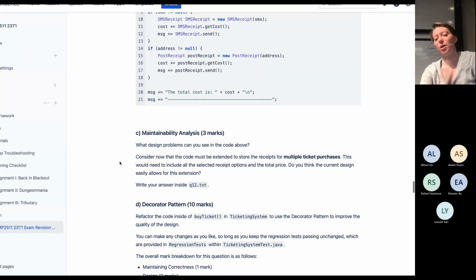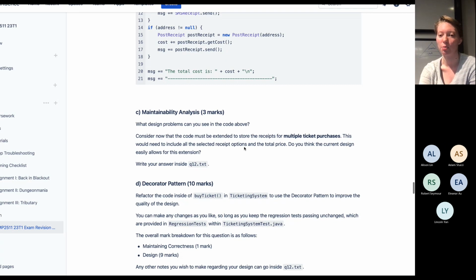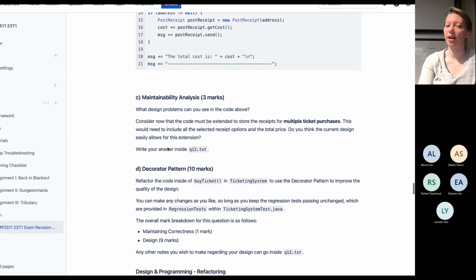So the first part of this question is, what design problems can you see in the code above? Now consider the code must be extended to store the receipts for multiple purchases. This would need to include all the selected receipt options and the total price. Do you think this current design easily allows for this extension? Write your answer in question 12.text. So again, this is a precursor to the question: we want you thinking about the problems, and then the second part is go solve those problems with this specific design pattern.